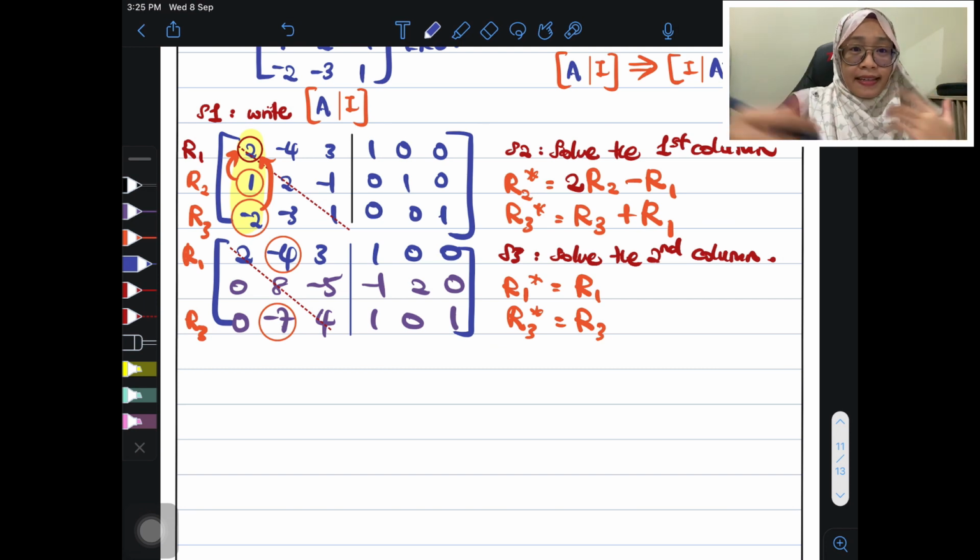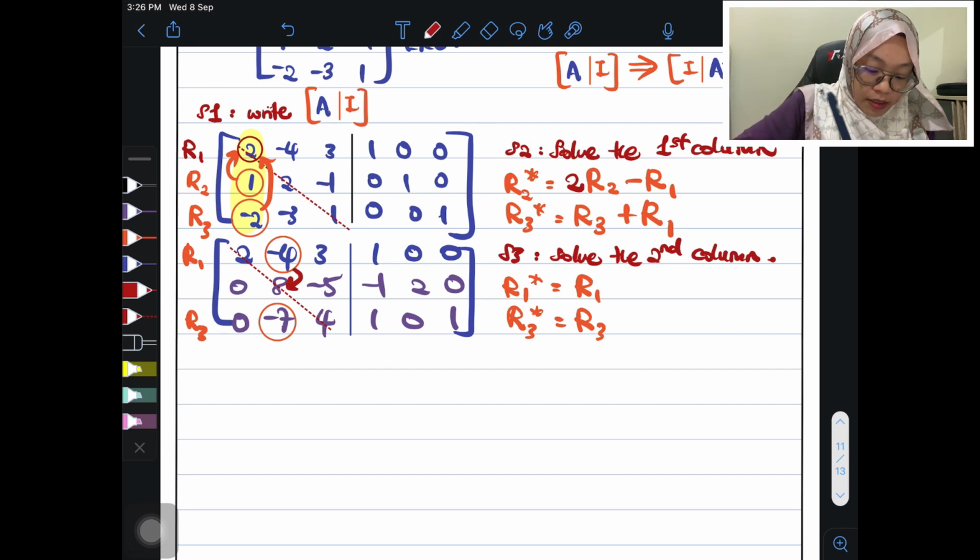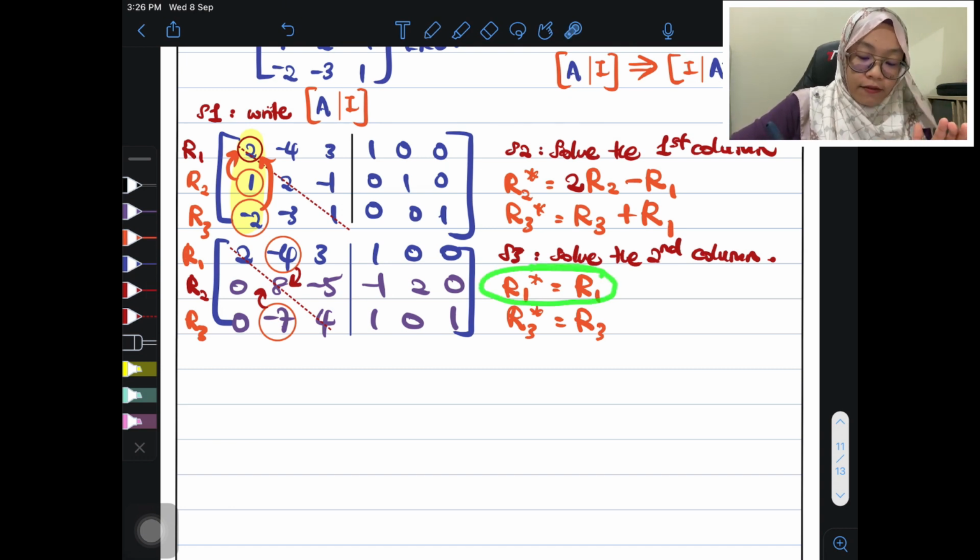Sekarang ni nak berpaksikan yang mana pula, Miss? You mesti berpaksikan, tambah dan tolak mestilah berpaksikan dengan dotted line tersebut. Your dotted line here is row kedua. So you gotta plus or minus it with the second row. Okay, so now let's just focus at the first new row. Okay, the new first row.